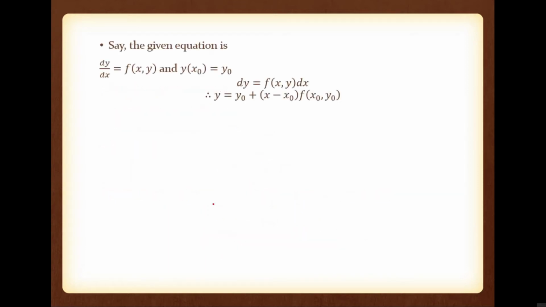Okay, so what we are going to do now in this slide. At x equal to x1, we can write y1 is equal to y0 plus x1 minus x0 into f of x0 comma y0.